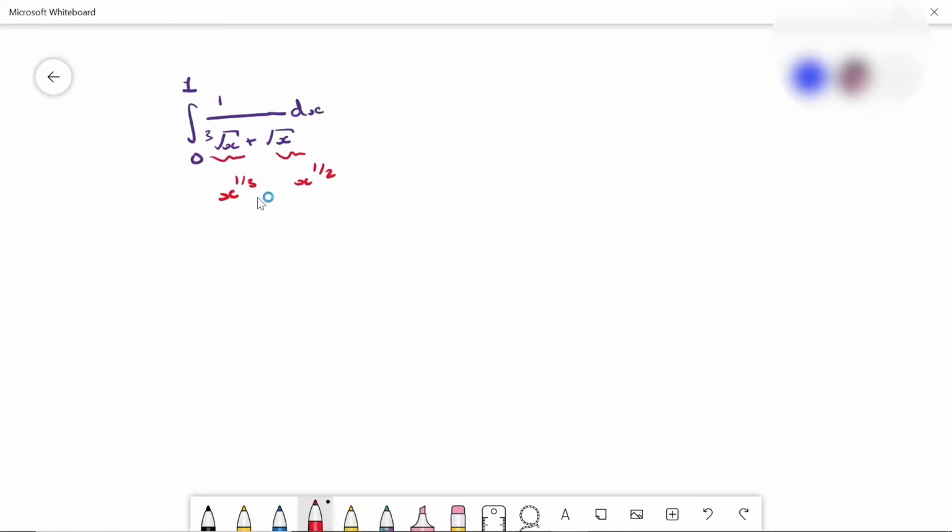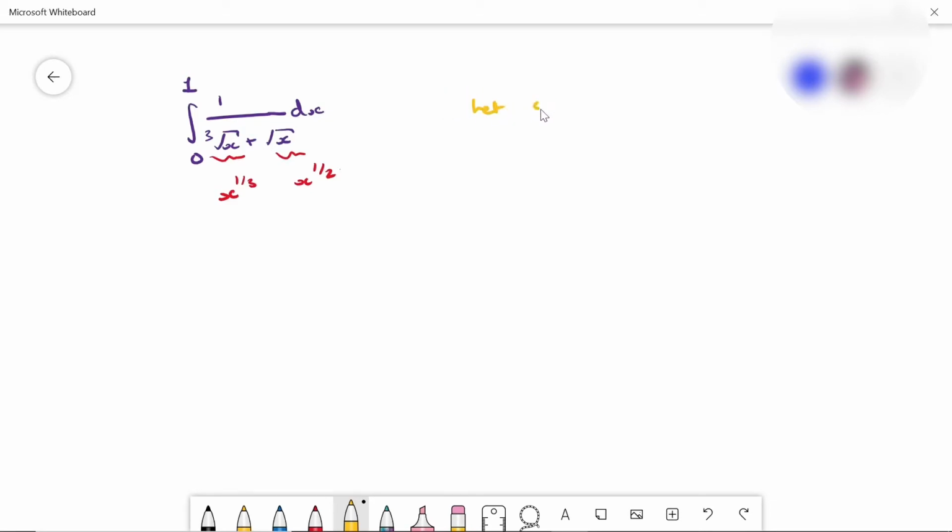Alright, so straight off the bat we notice that there's a fractional power of x in the denominator. There's the x to the power of a third, which is the cube root of x, and the x to the power of a half, which is the square root of x. So we wonder, how can we get rid of this? And the easiest way to do it is to do a u-sub.